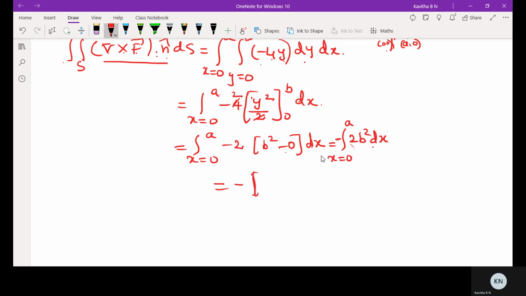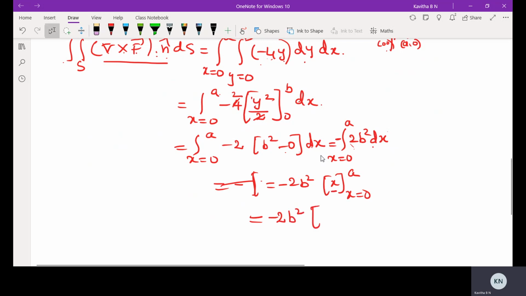Integration of minus 2b square, integration of dx is x, with the interval x from 0 to a. Then apply the upper and lower limits: in place of x substitute a, and in place of x substitute 0. Then minus 2b square into a is minus 2b square a. This is the required answer. Any doubt in this one?